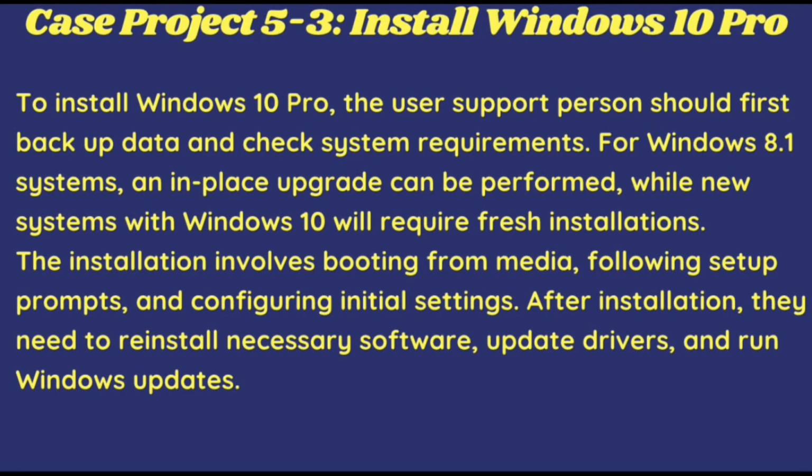Install Windows 10 Pro. To install Windows 10 Pro, the user support person should first back up data and check system requirements. For Windows 8.1 systems, an in-place upgrade can be performed, while new systems without Windows 10 will require a fresh installation. The installation involves booting from media, following setup prompts, and configuring initial settings. After installation, they need to reinstall necessary software, update drivers, and run Windows Update.